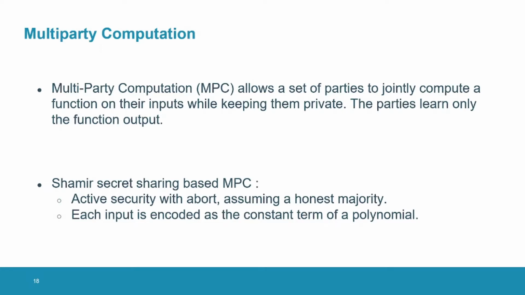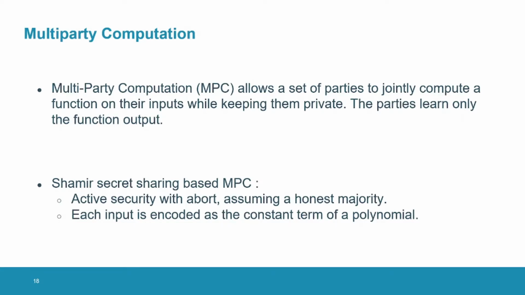So with MPC, we can have a set of computational parties who calculate a function over private inputs, and only the final output is revealed. And in this work, we will use MPC based on Shamir secret sharing. So the secret inputs are encoded as the constant terms of polynomials. And the protocol has active security with abort, assuming honest majority.